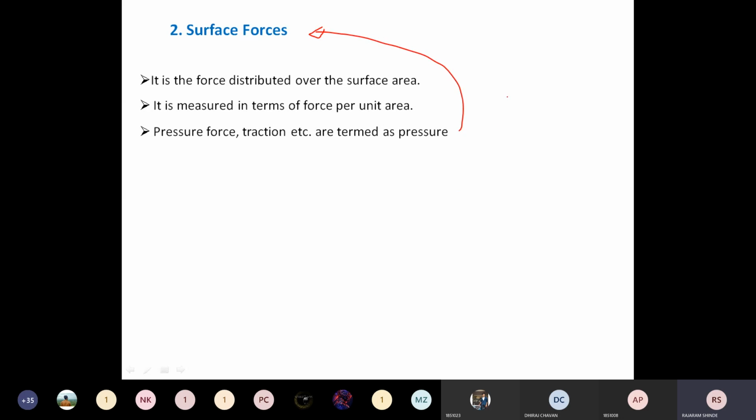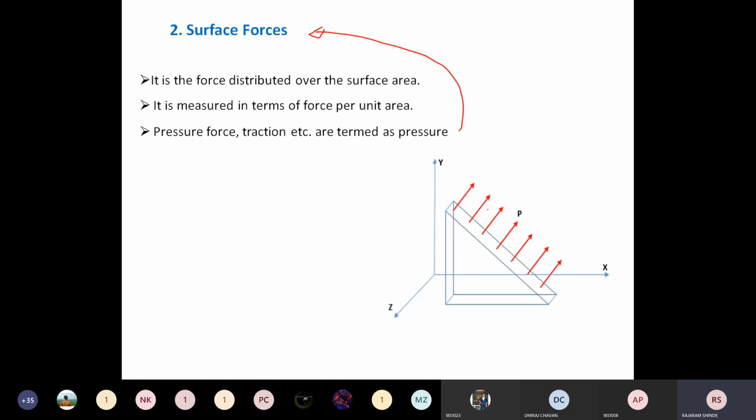Now here, if we consider this body, or you can consider this as an element also. It is a triangular element, and this thickness we are assigning through the software. This is one body. Now if we consider the force acting on this surface, if it is uniformly distributed over the surface, then it is termed as a pressure force, or a surface force. This is surface force.